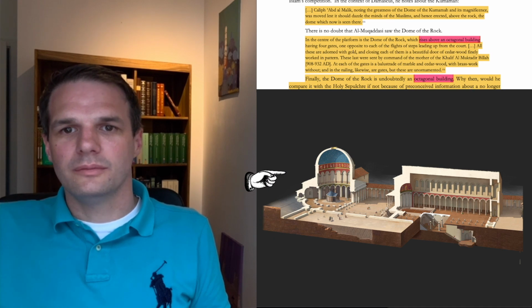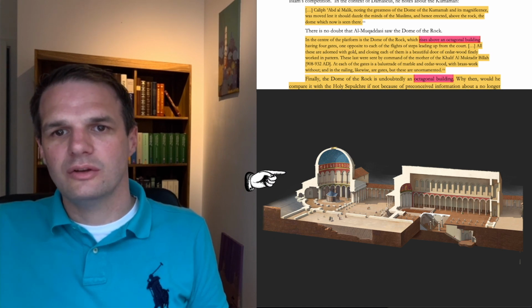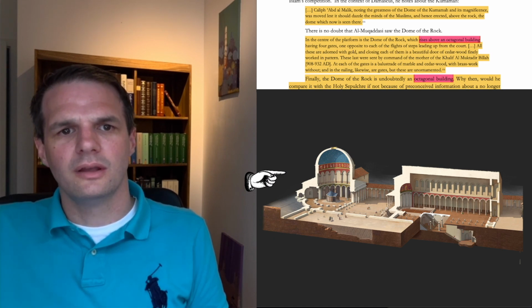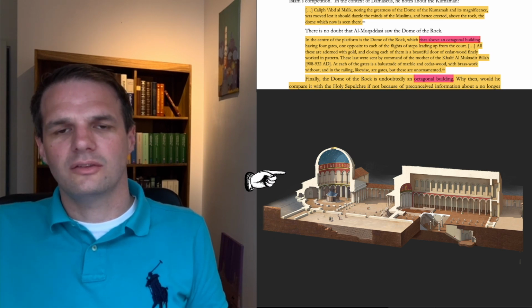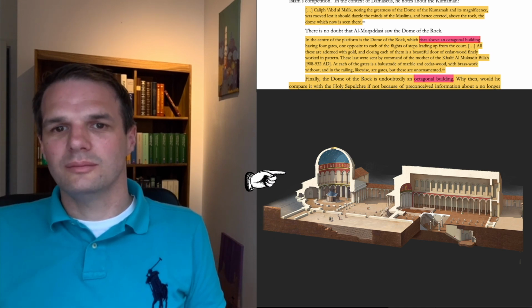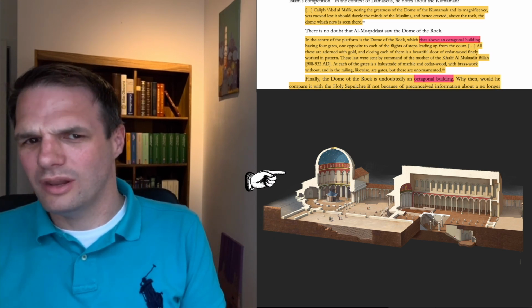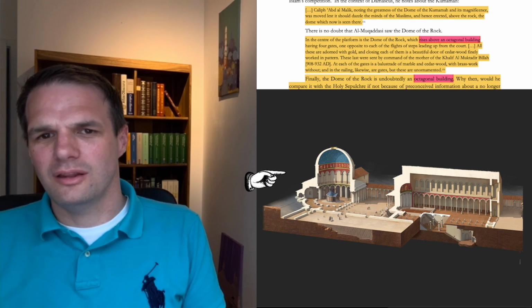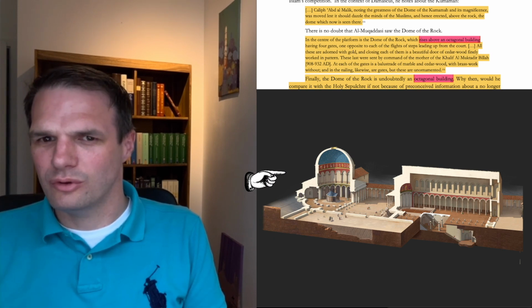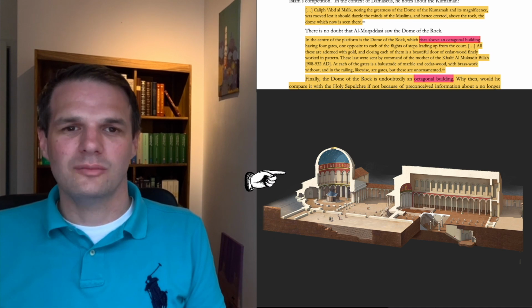So, continuing. Why then would he compare it with the Holy Sepulchre if not because of preconceived information about a no longer existing building that he already had? Yes, that's again completely without any foundation whatsoever. I don't even know what to say to this. Preconceived information about a no longer existing building that was more like the Holy Sepulchre than the Dome of the Rock, and that's why when he compares the Dome of the Rock to the Holy Sepulchre, that's what was in the back of his mind, maybe unwittingly. It doesn't make any sense, sorry.